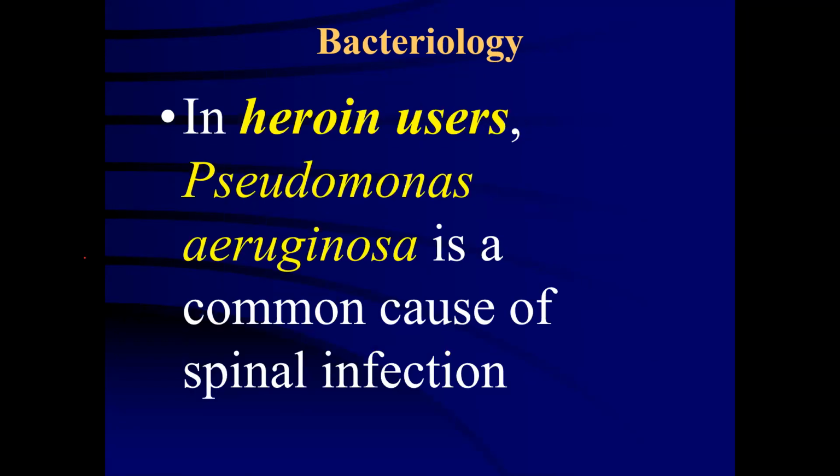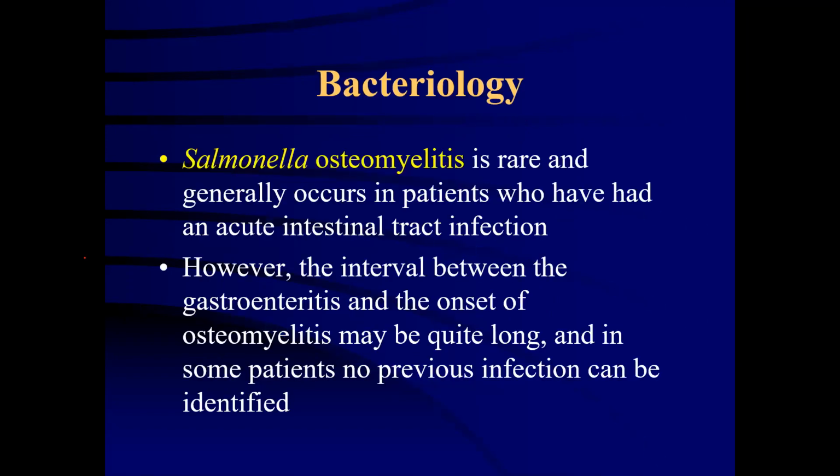Heroin users are known to have Pseudomonas aeruginosa, a common cause of spinal infection. Salmonella osteomyelitis is rare and generally occurs in patients who have acute intestinal tract infection. However, the interval between gastroenteritis and the onset of osteomyelitis may be quite long, and in some patients, no previous infection can be identified.